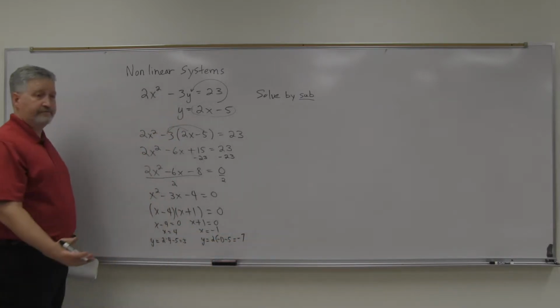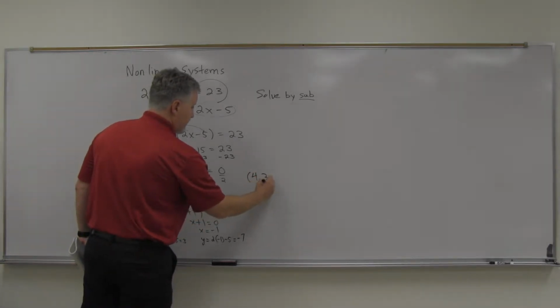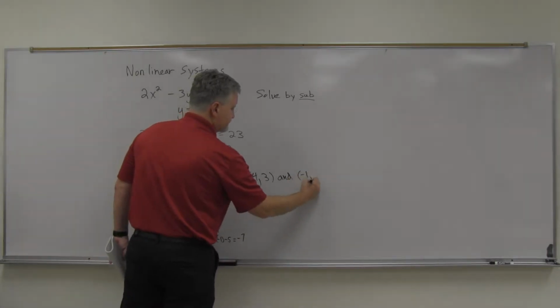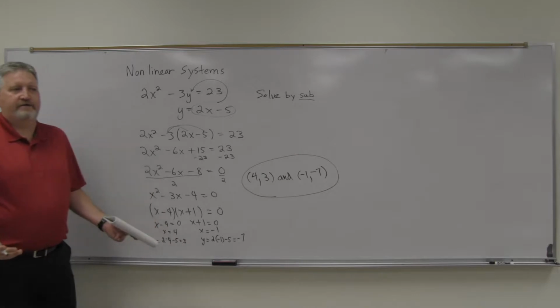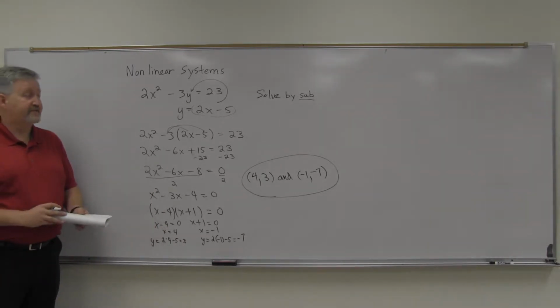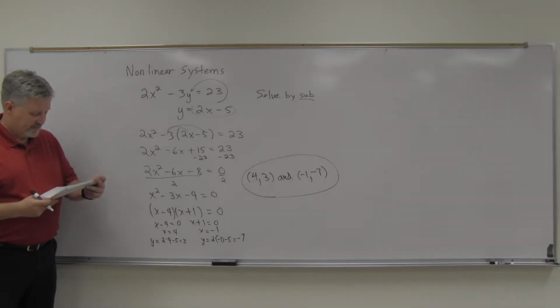So yeah, here's another one where we have two solutions. We've got (4, 3) and (negative 1, negative 7). And so that's what can happen on nonlinear systems. You get more than one answer. You may just have one. Still could have none, but probably going to get more than one.